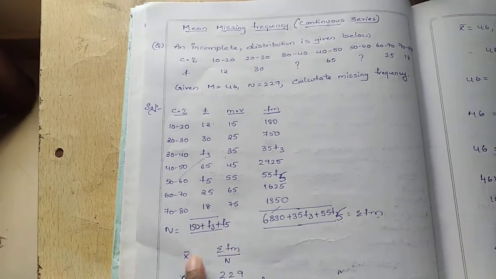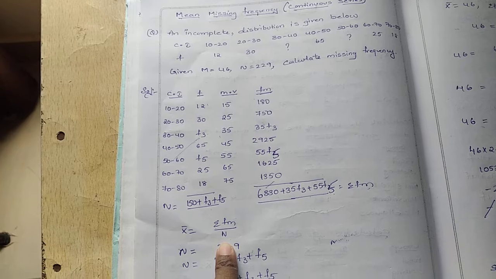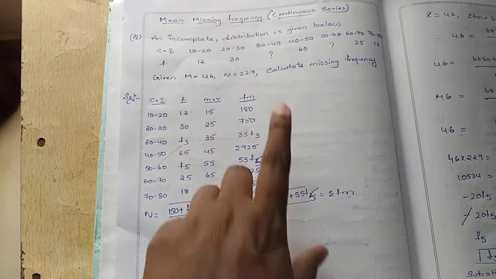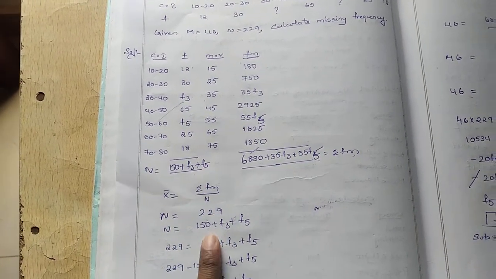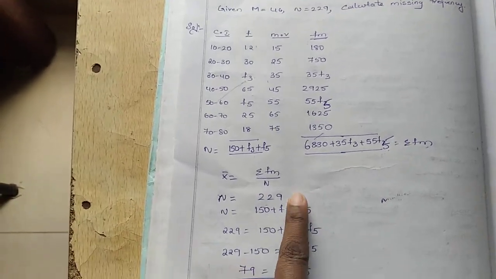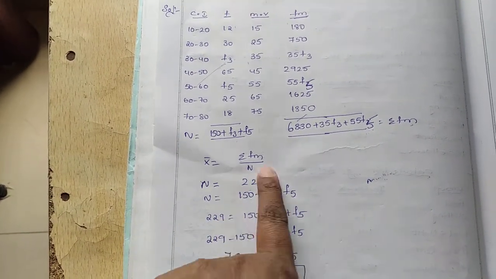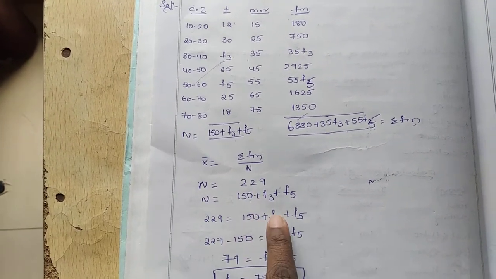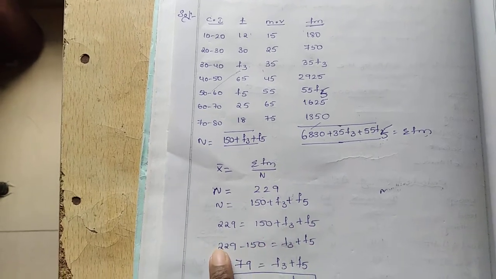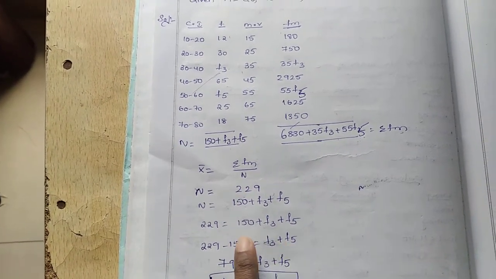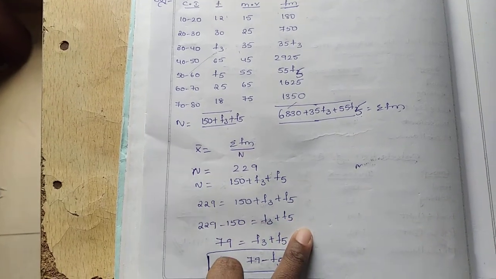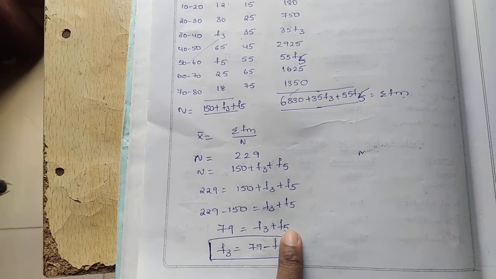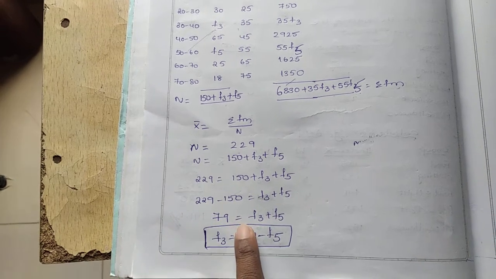Clear? See now, the mean formula. What is the mean formula here? Sigma FM by N. The continuous series mean formula is sigma FM by N. Now N is how much? The question gives 229. And here we got N as 150 plus F3 plus F5. So 229 is equal to 150 plus F3 plus F5. Now 229 minus 150: bring this 150 to this side. So 229 minus 150 is equal to F3 plus F5. 229 minus 150 is 79. So 79 is equal to F3 plus F5.